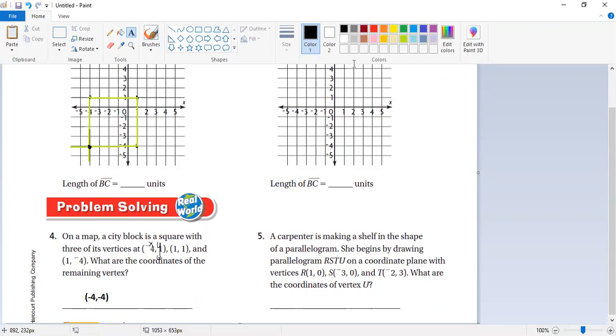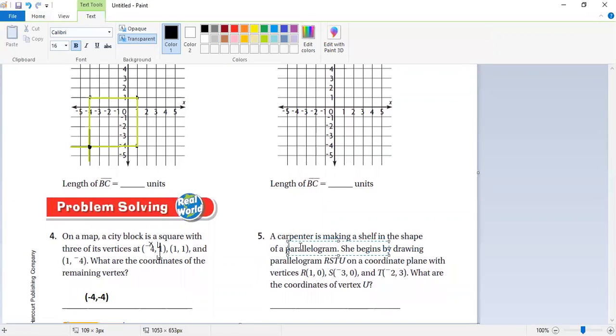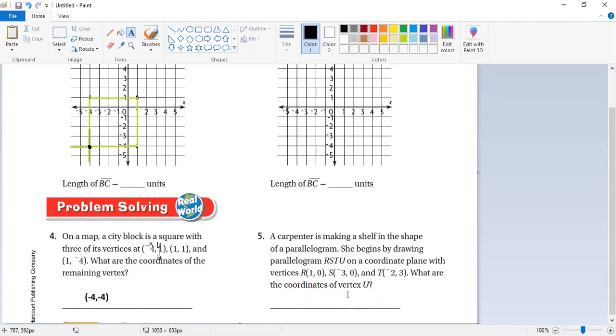Now for this question, I will use this coordinate plane. Once you are done with this, you can erase this off, because when you are solving question number 2, you will need that. A carpenter is making a shelf in the shape of a parallelogram. These are the important words giving us hints what kind of figure we are going to draw. She begins by drawing parallelogram RSTU on a coordinate plane with vertices R (1, 0), S (-3, 0), and T (-2, 3). What are the coordinates of vertex U?